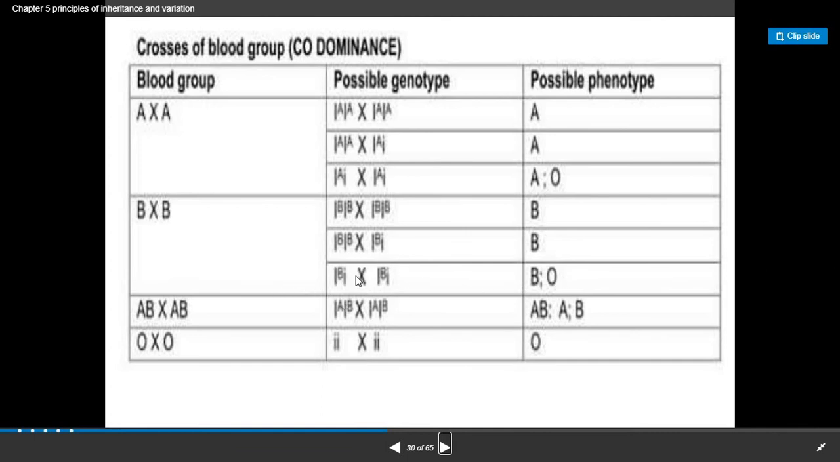Whenever both parents carrying small i are crossed, it will result in the O blood group. And whenever AB and AB are the parents, it will result in AB, A or B blood group. Whenever O is crossed with O, then these are the alleles, and it will code for the O blood group.